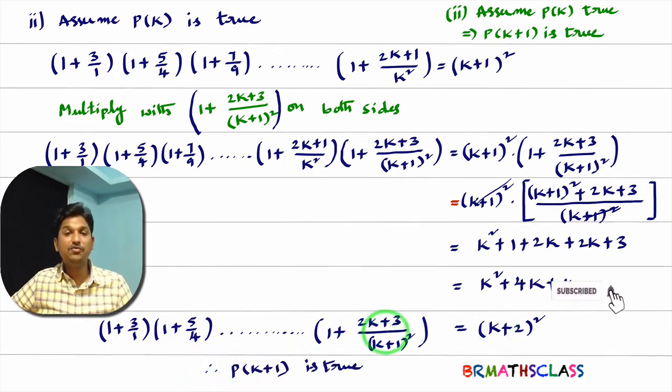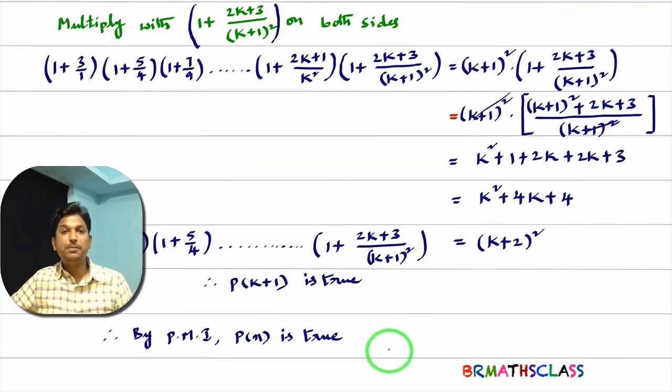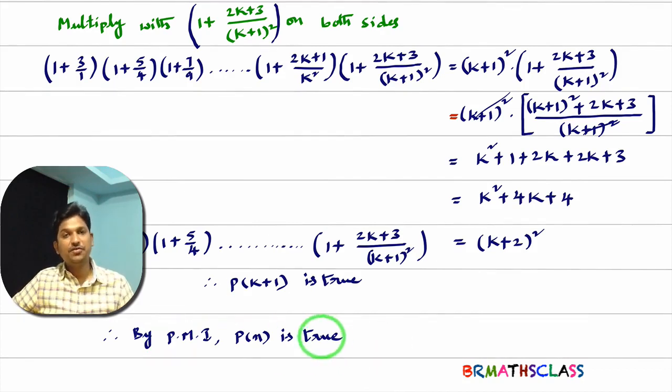So what happened? We proved two things. First, we proved P(1) is true. Second, by assuming P(k) is true, we proved that P(k+1) is true. So what can I say? By the principle of mathematical induction, we can say that P(n) is true. Now we'll see another question of the same type.